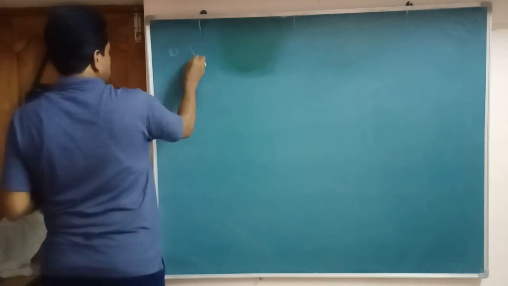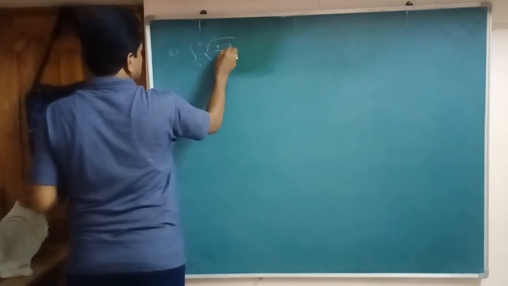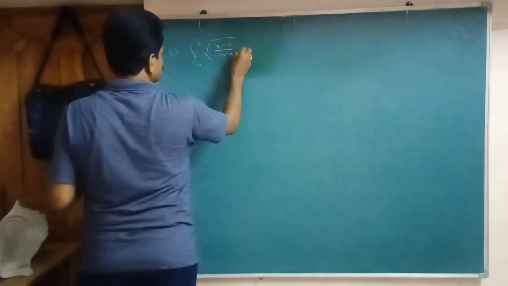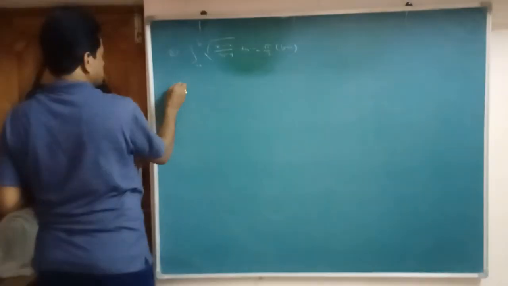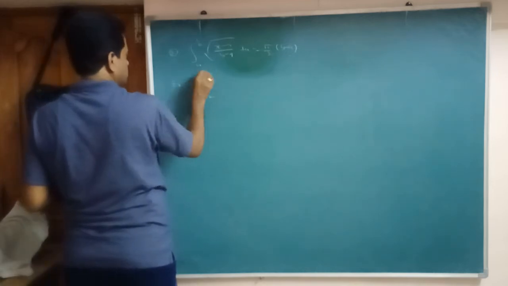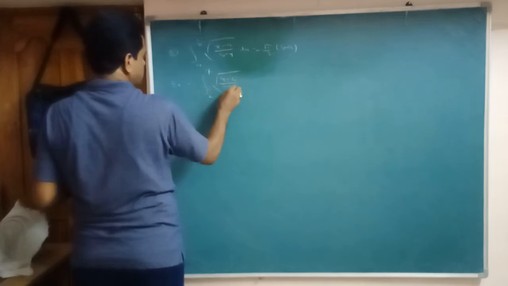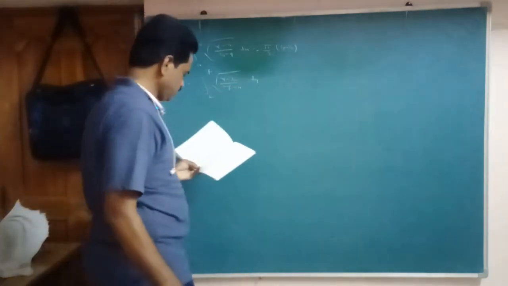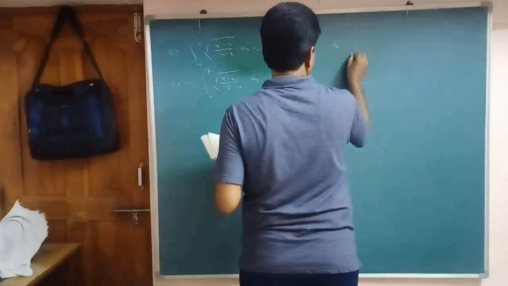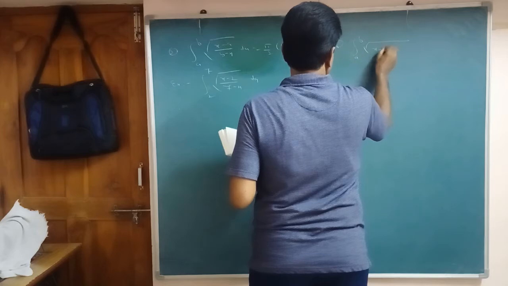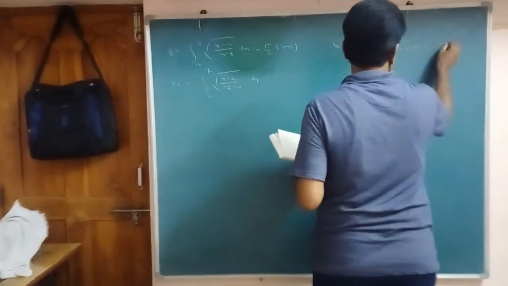Third one. Integral a to b root of x minus a by b minus x dx equals pi by 2 into b minus a. For example, integral 2 to 7 root of x minus 2 by 7 minus x dx. Next we will discuss the first problem right now. And fourth one, integral a to b root of x minus a into b minus x dx equals pi by 8 into b minus a whole square.